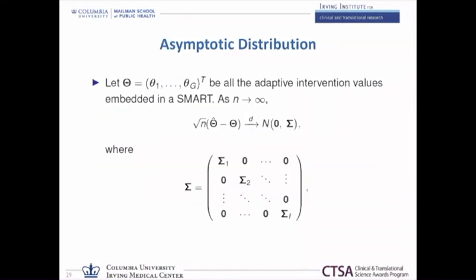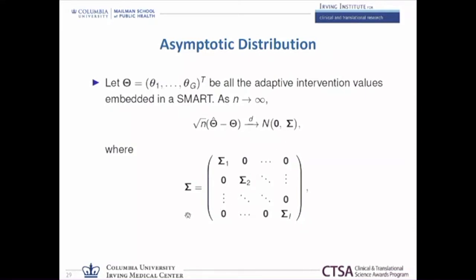So next, I will talk a little about the distribution of MLEs, which is the fundamental theory of the statistical inference for comparison. Here, the uppercase theta is the vector of all the adaptive intervention values embedded in a SMART design. The lowercase theta is a single adaptive intervention value. The subscript of theta is the indicator of each adaptive intervention, and G is the total number of adaptive interventions that can be identified in a SMART design. So it can be proved that the MLE of theta follows a multivariate normal distribution asymptotically with variance-covariance matrix sigma.